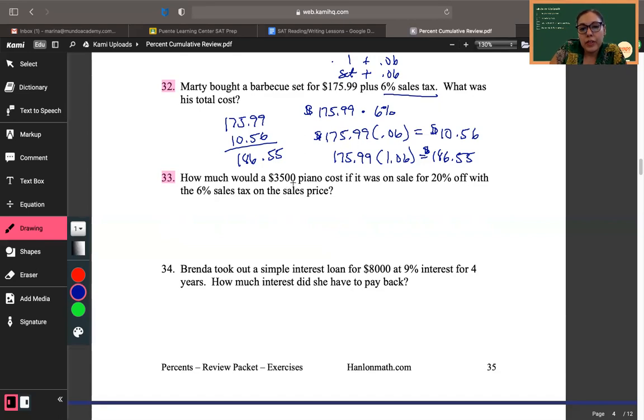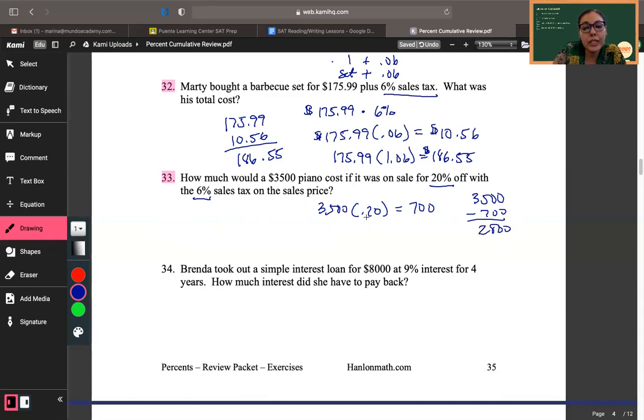Here we have a $3,500 piano. How much would a $3,500 piano cost if it was on sale for 20% off, with 6% sales tax? So here we're going to do 3,500 times 0.20, and that gives me my discount, which is $700. Then I'm going to do 3,500 minus 700, and that gives me my new sale price.